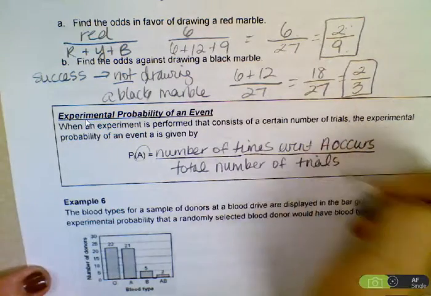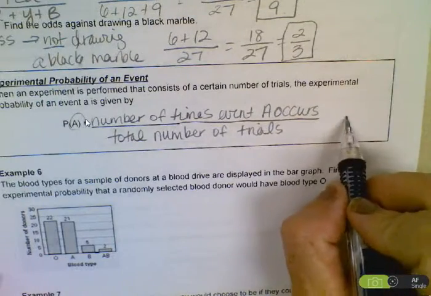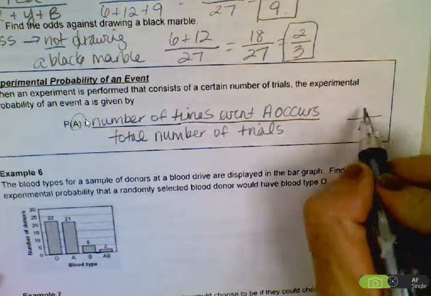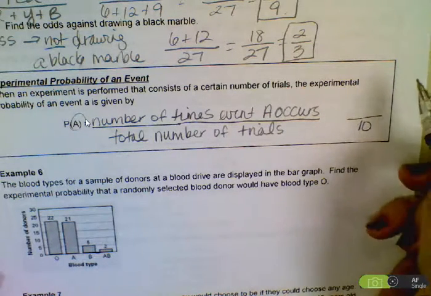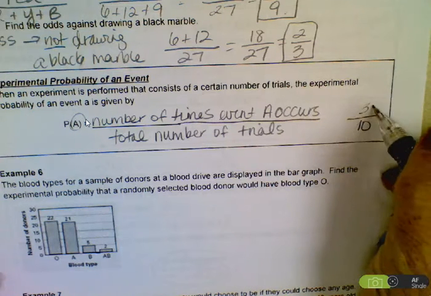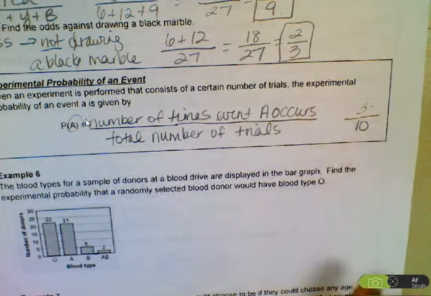Okay. So, and that should make sense to you. If you flip a coin 10 times and they want to know how many times you flip heads, and you flip heads 3, then that's a total number that the event A occurred over the total number of trials that we did. We flipped that coin 10 times.